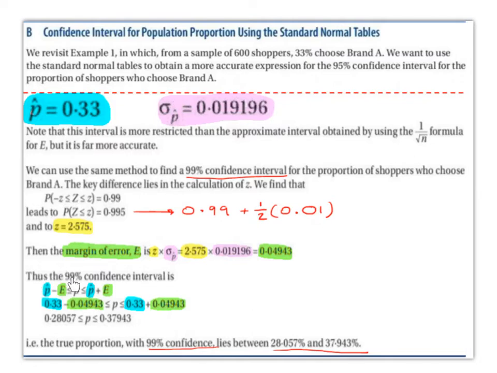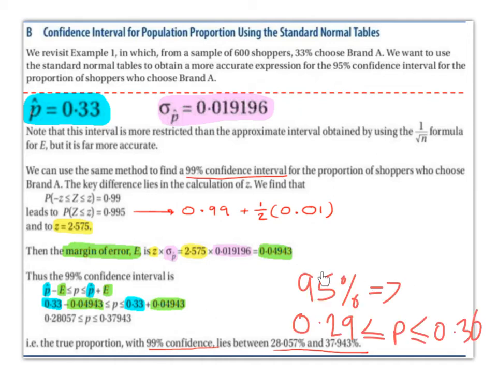Thus, the 99% confidence interval is, again, P hat minus the margin of error, which is 0.33 minus 0.04943, and P hat plus the margin of error, which is 0.33 plus 0.04943, which gives us 0.28057 and 0.37943. i.e., the true proportion with 99% confidence lies between 28.057% and 37.943%. So notice that this interval is wider than the interval for 95%.